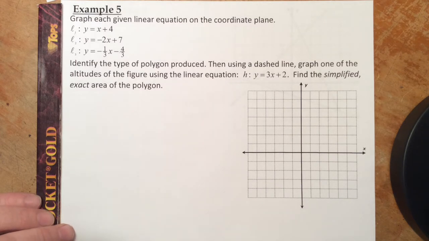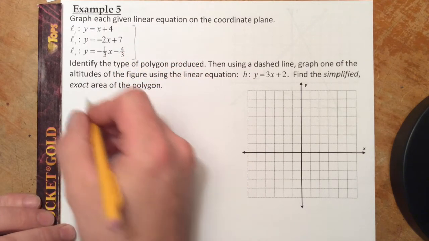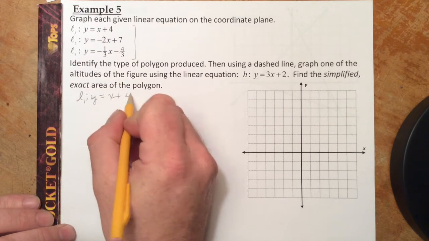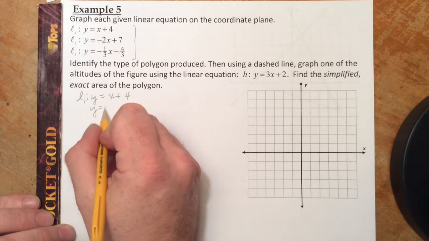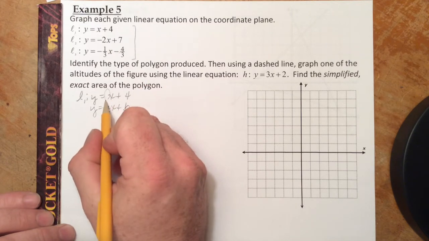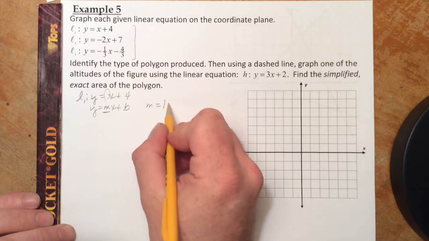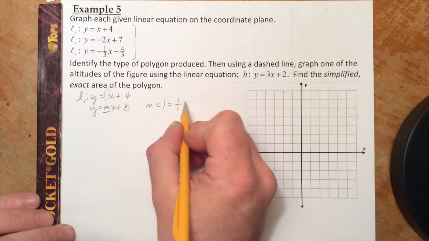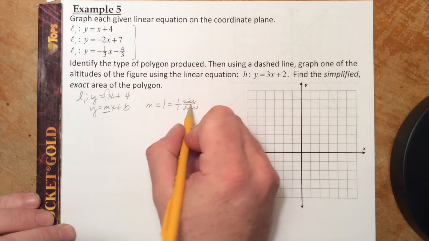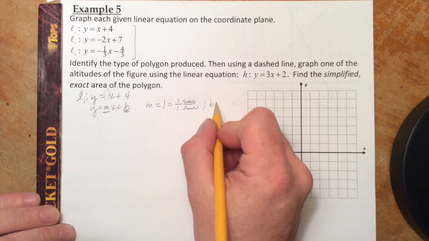Well, first of all, it's been a long time since we've graphed linear equations, so let's take our first, L1, y equal x plus 4. Remember, in the form y equal mx plus b, the slope is the coefficient of x, which is 1. So the slope in this particular line is 1, or rise over run, 1 over 1. The y-intercept is b, where it crosses the y-axis, and so b is 4.